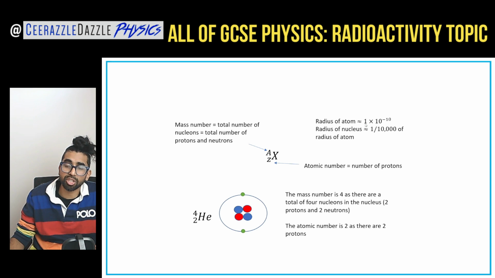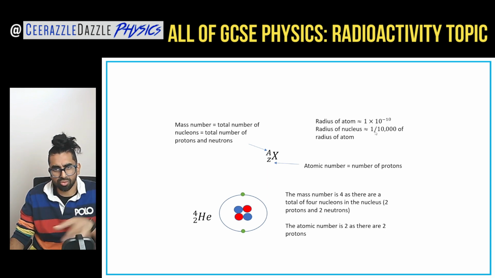The radius of an atom is going to be 1 times 10 to the minus 10 metres. And the radius of a nucleus is roughly 1 over 10,000th of the radius of this atom over here. So just make sure you recognize that the nucleus is tiny compared to the actual radius of the entire atom itself.